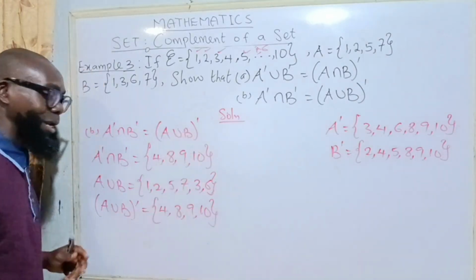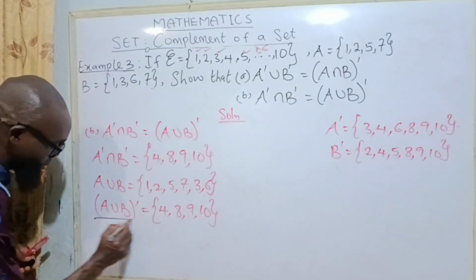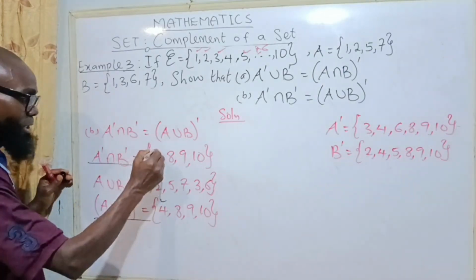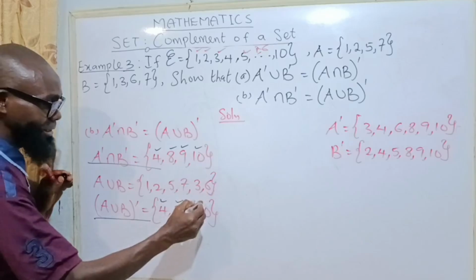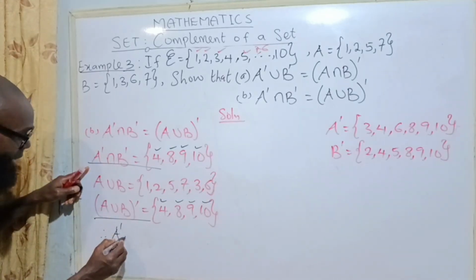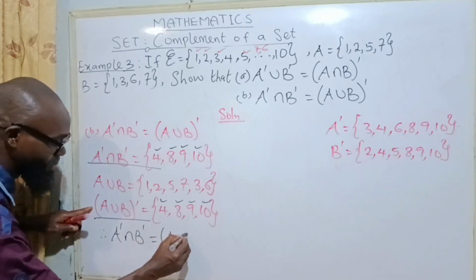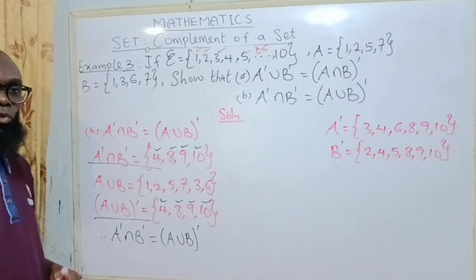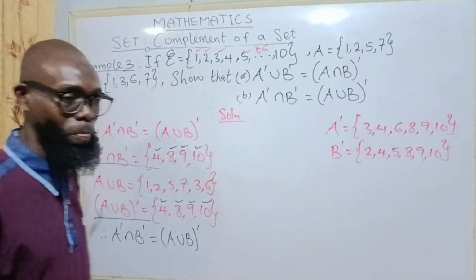Good. Let us now compare this one with this one. 4 is here, 4 is here. 8, 8, 9, 9, 10, 10. Therefore, A complement intersection B complement is equal to open bracket A union B complement. So this is how to go about proving it or showing this value.